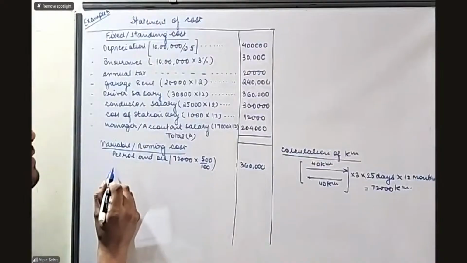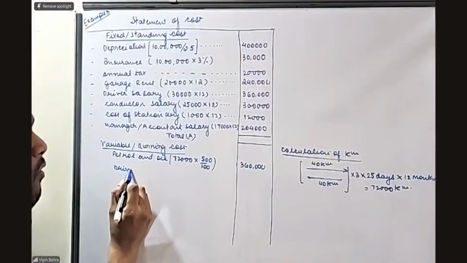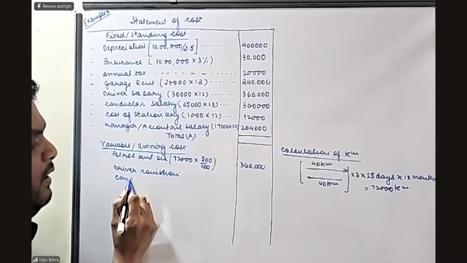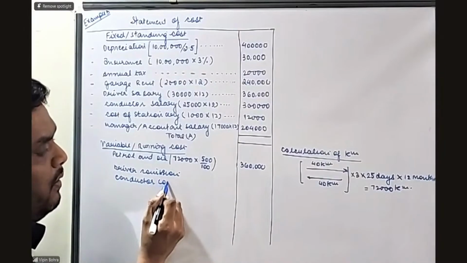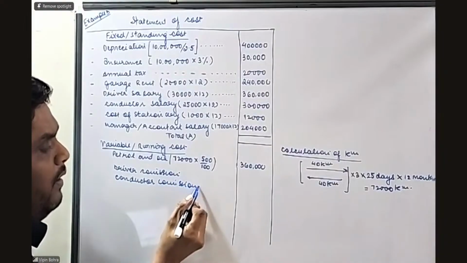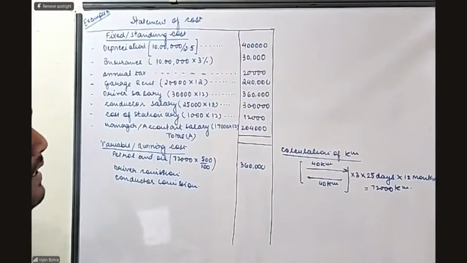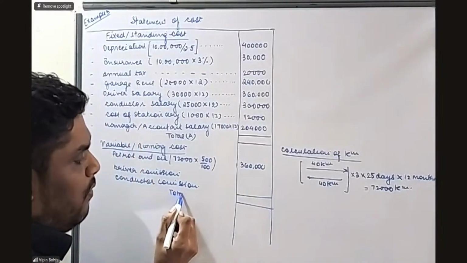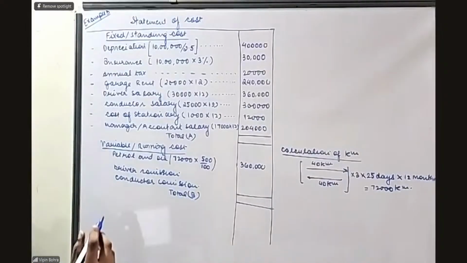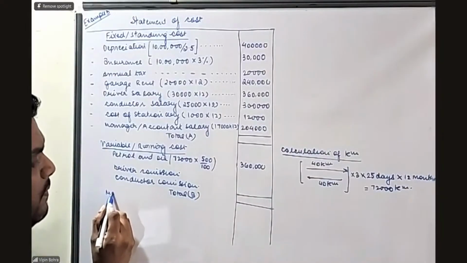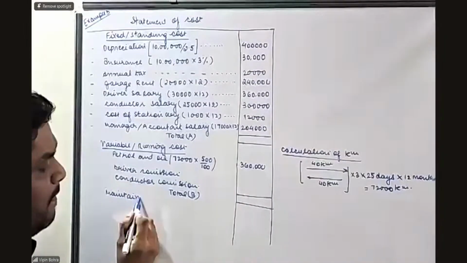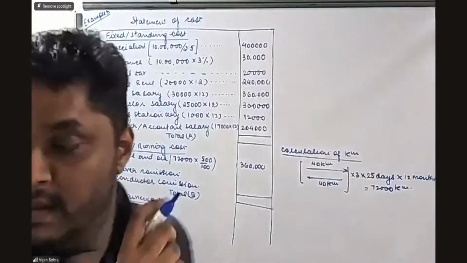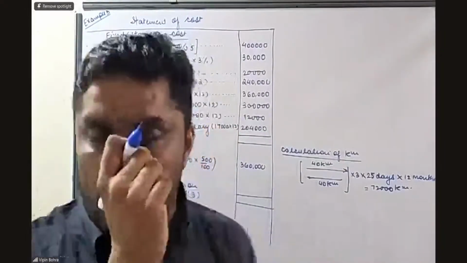Now next is driver commission and conductor commission that need to be calculated. Driver commission and conductor commission is pending. So the total of these three will be what? My total B. And last is the maintenance cost. It is given in the question, annual repairs are 2,04,000.